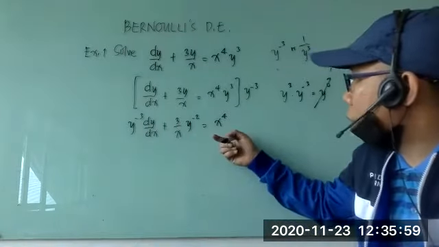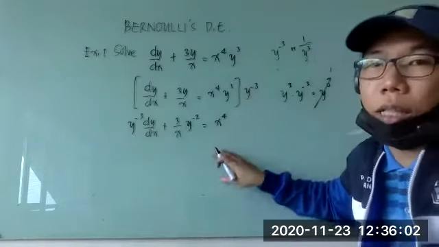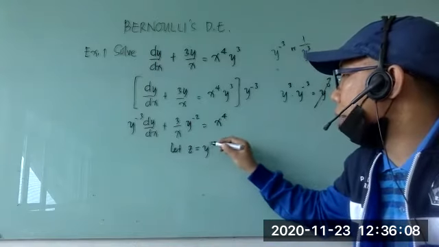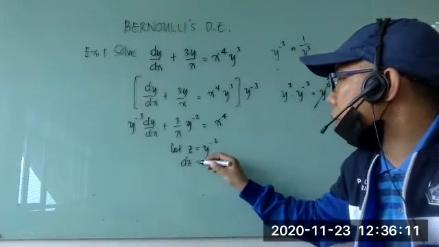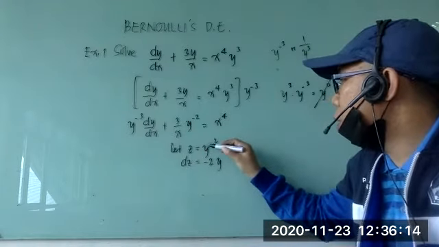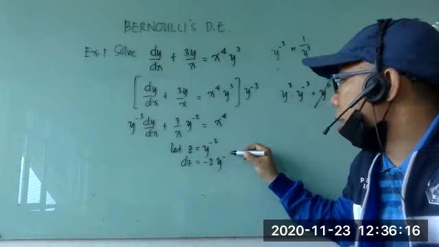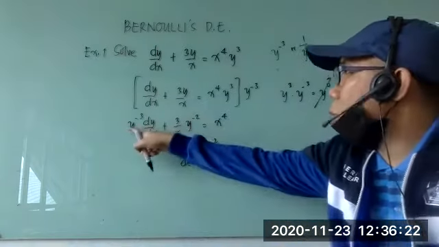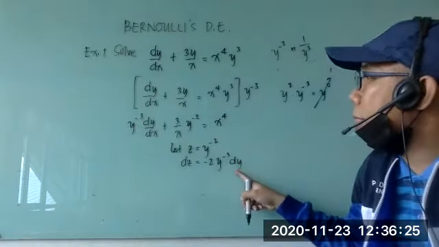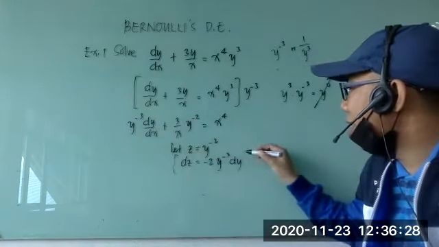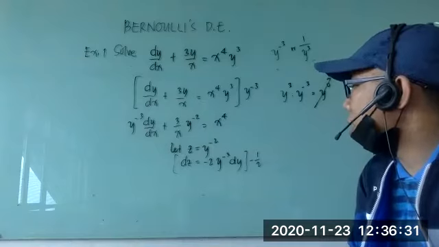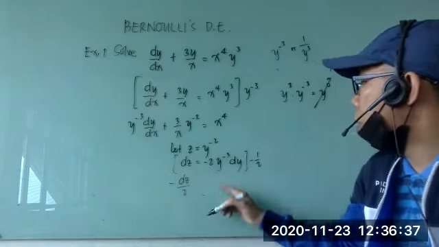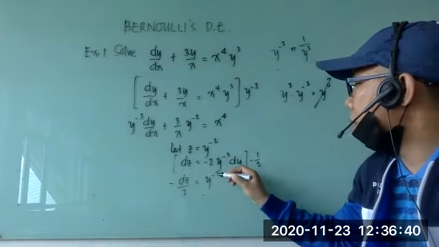Now that we have this equation, we're able to put the right-hand side as a pure function of x. Now we let a new variable z equal y raised to negative 2. And then we differentiate that. This becomes negative 2 y raised to negative 3 times dy. So as you can see, replacing this by z and this one, y raised to negative 3 dy, we divide both sides by negative 2. So this becomes negative dz over 2, and this becomes y raised to negative 3 dy.